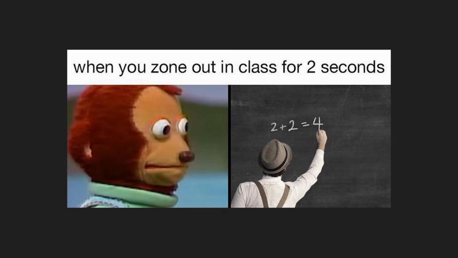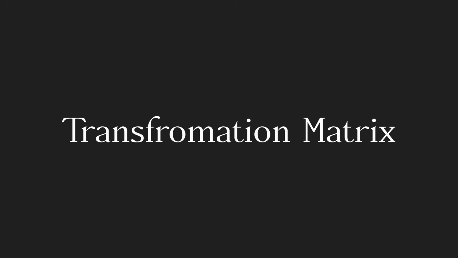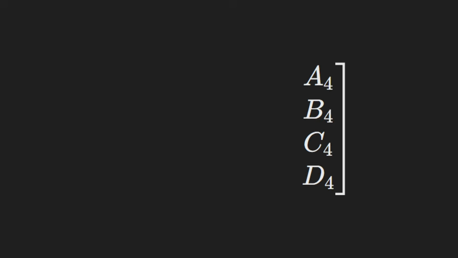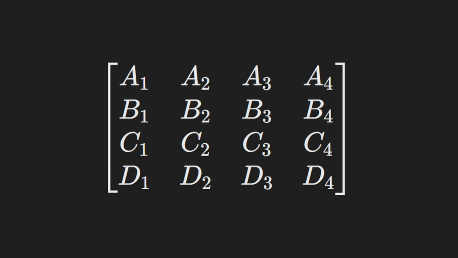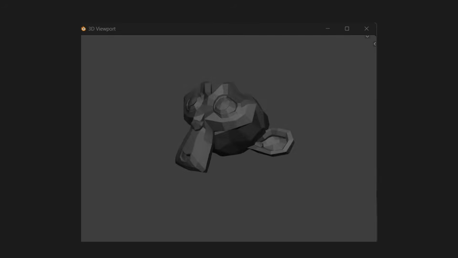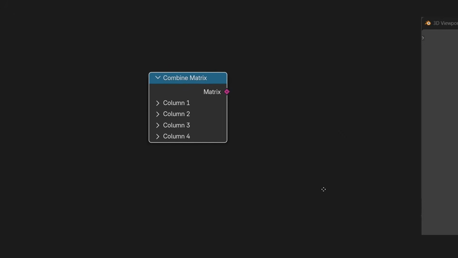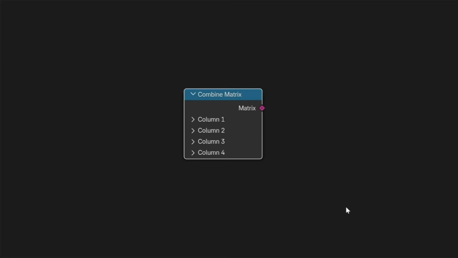Matrix nodes, these are advanced math heavy nodes. Stay in school, kids, it makes you better at Blender. A transformation matrix is a 4x4 matrix, which means it has 4 columns and 4 rows. This kind of matrix allows for an intuitive and a computationally efficient way to translate, scale, rotate, and skew objects in 3D space. The first of these nodes is the combined matrix node. This node constructs a 4x4 matrix from its individual values.